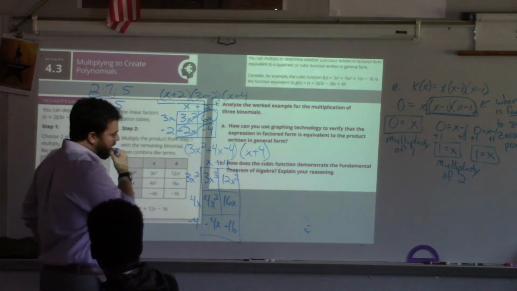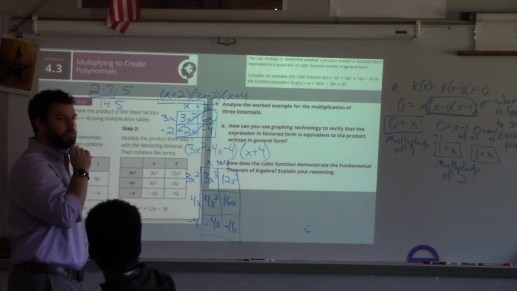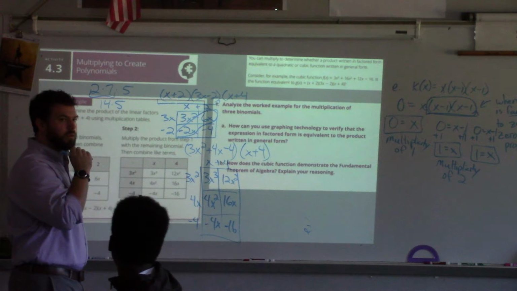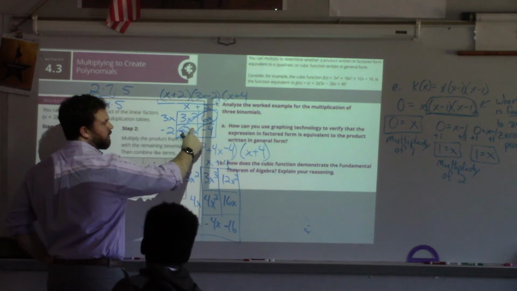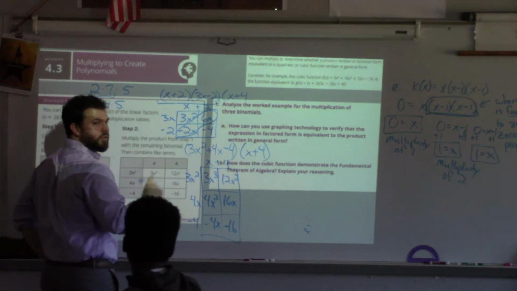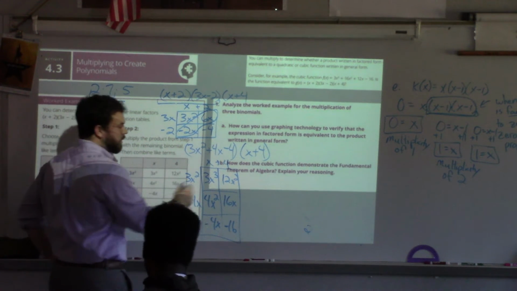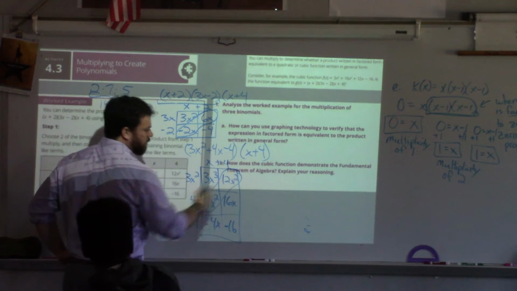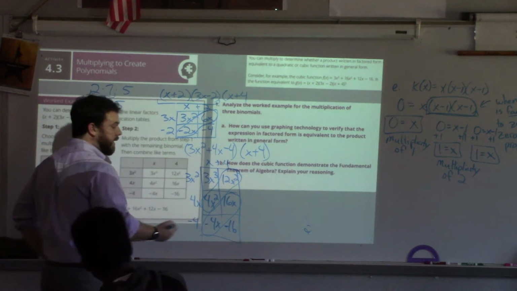Does anyone see any pattern that might be helpful to identify like terms in this method? The ones across, what would we call those? There's a D word I would use to describe them. I would call them diagonals, right? The diagonals are giving me my like terms. So if you like this method, go for it.